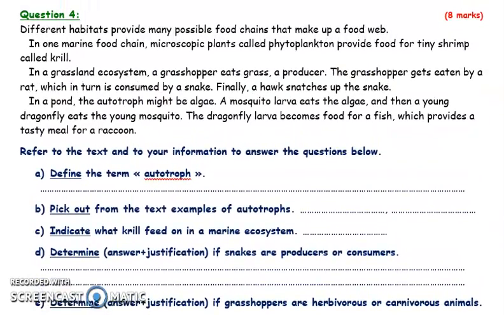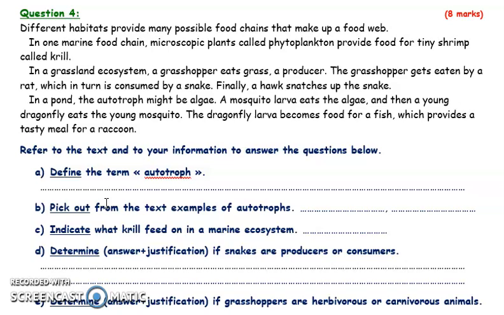Last question is about food chains. Different habitats provide many possible food chains that make up a food web. In one marine food chain, microscopic plants, phytoplankton, provide food for tiny shrimp called krill. So krill feed on phytoplankton, which are small plants. In a grassland ecosystem, a grasshopper eats grass, a producer. The grasshopper gets eaten by a rat, which in turn is consumed by a snake. Finally, a hawk snatches up the snake.